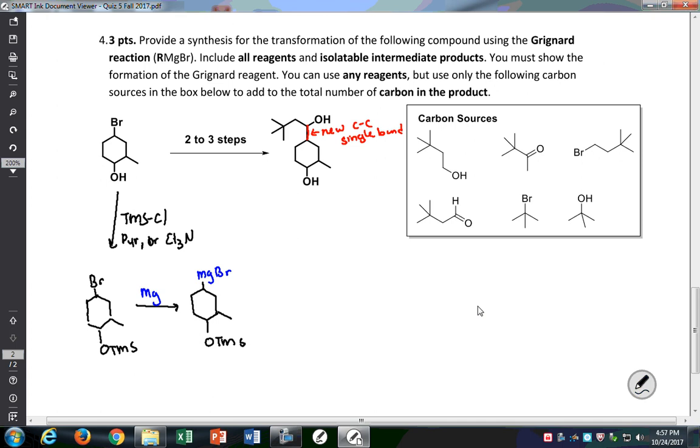Okay, so now we can react our Grignard. We are adding 1, 2, 3, 4, 5, 6 carbons. And we're adding that new bond between our ring and carbon 1. So that means our functionality has to be on carbon 1. And we have 3 possibilities of that.